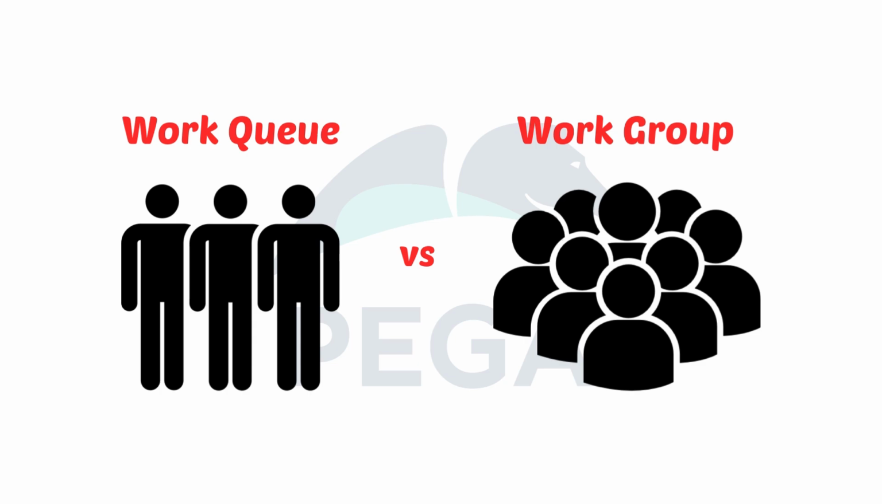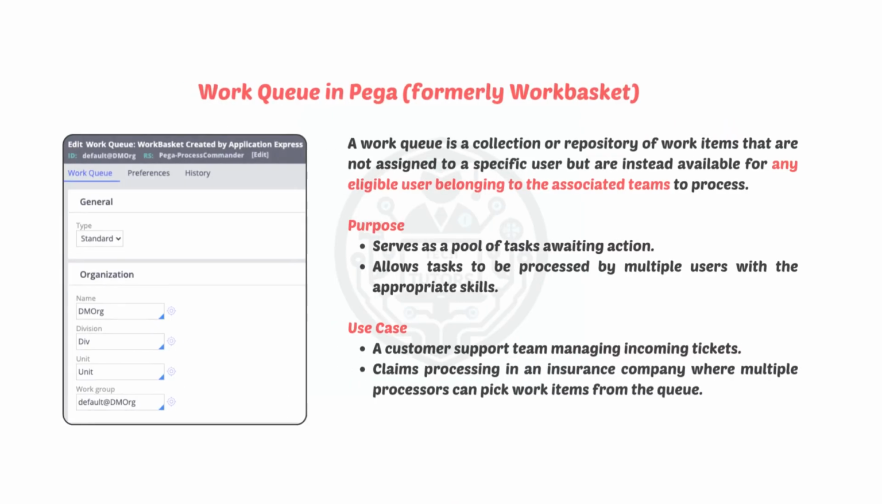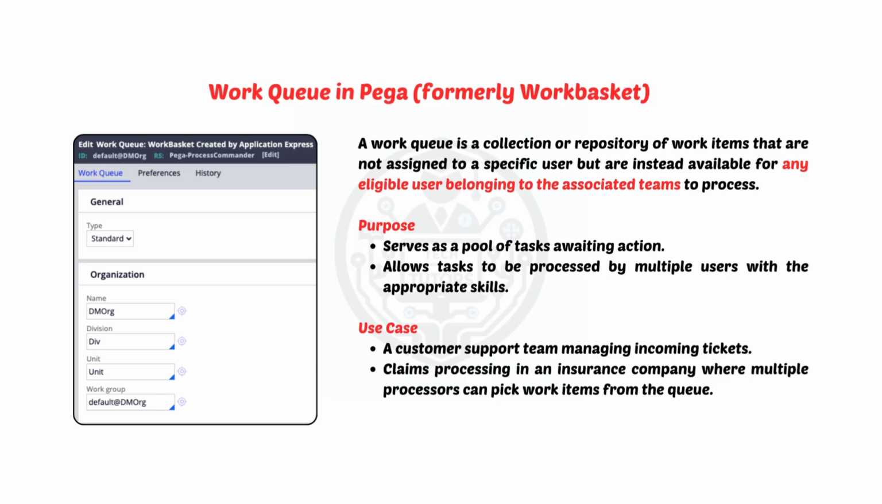Struggling with task allocation in your team? Learn how Pega's workqueues and workgroups can transform your workflow. A workqueue is a shared repository of tasks that are not assigned to a specific user. Instead, these tasks are accessible to any eligible user within a team, allowing for a flexible and collaborative work environment.